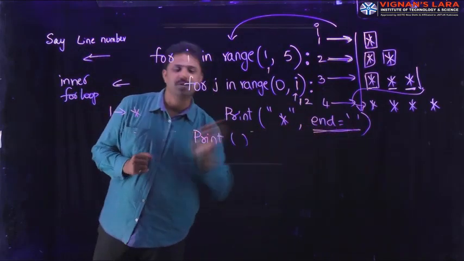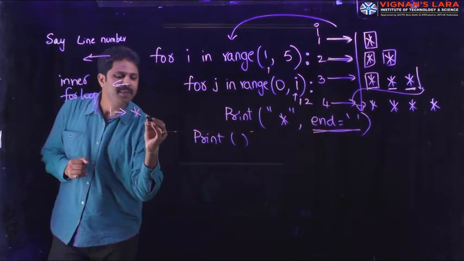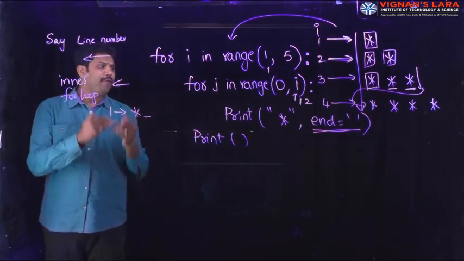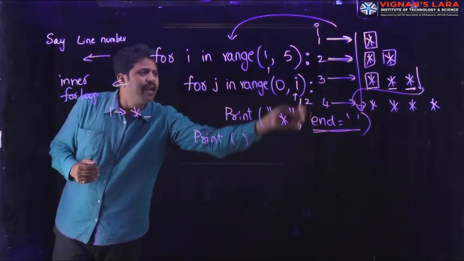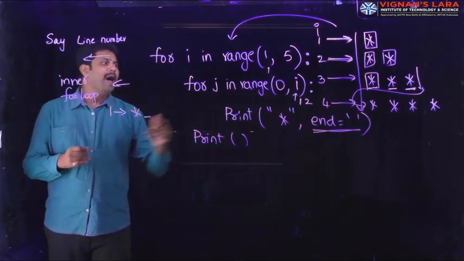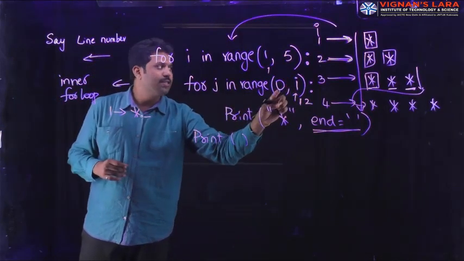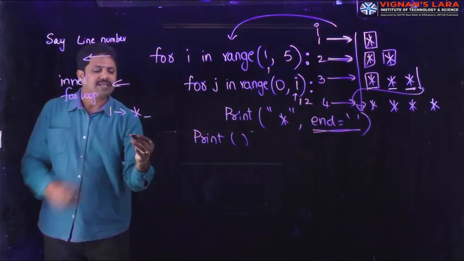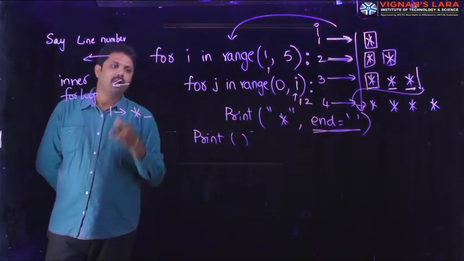Again, end equals to, so the cursor stays here only. After that, it again iterates the j, it again iterates the for loop. The for loop condition is going to fail. It comes to the print statement. That means now the cursor comes down.